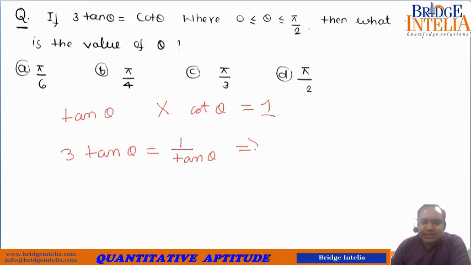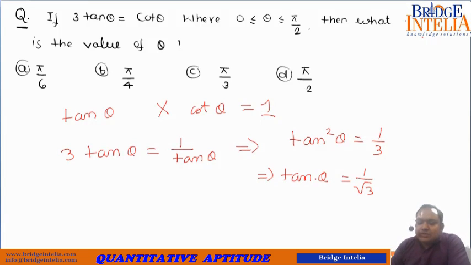So what does this mean? This actually means that tan square theta is equal to 1 by 3, which also means that tan theta, if you take the square root of both the sides, is equal to 1 by root 3. So which angle is such that its tan is equal to 1 by root 3? You very well know that this is nothing but tan 30 degrees. So theta is equal to 30 degrees.